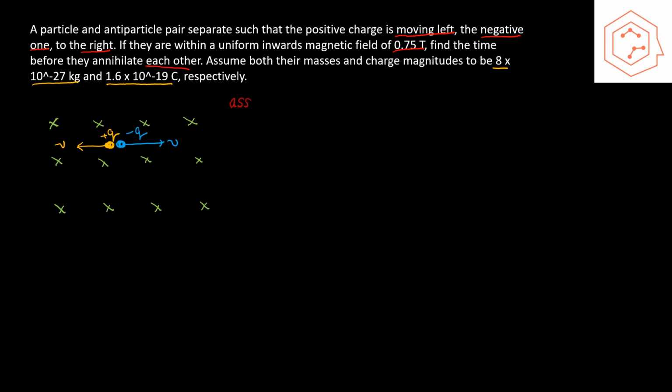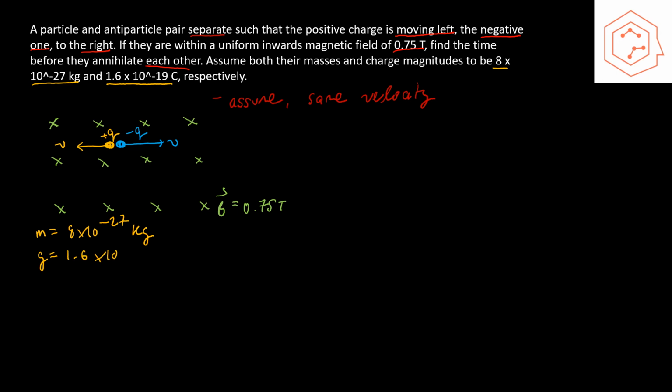So assume same velocity since they are separating. So the magnitude of our magnetic field is B equals 0.75 teslas. The masses of both these particles is 8 times 10 to the negative 27 kilograms. And their charges is Q equals 1.6 times 10 to the negative 19 coulombs in magnitude.